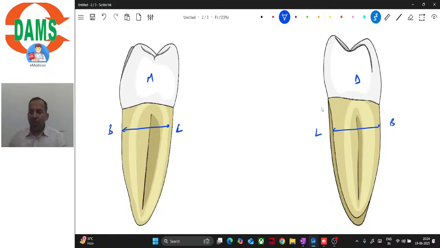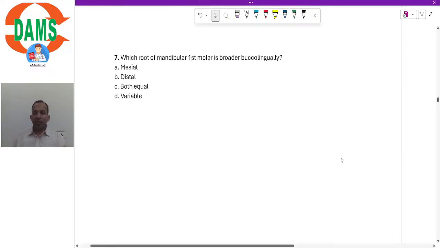So which root is broader buccolingually? This is the mesial root and this is the distal root. As you can see, the distal root is narrower than the mesial root, isn't it? A portion of the mesial root can be seen from the distal aspect because the distal root is narrower, isn't it? So that's why the mesial root is broader.